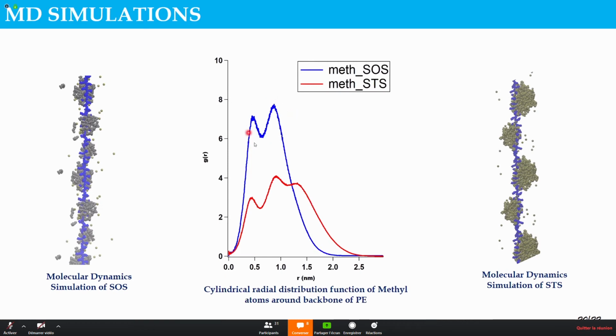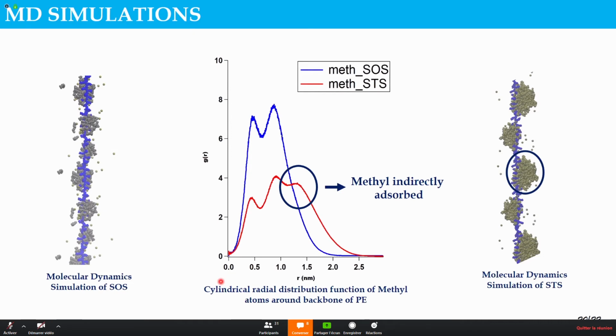That means that the SOS is closely bound to the polyelectrolyte. But when you work with STS, we have this third peak. This third peak means that we have some methyl groups that are indirectly adsorbed to the chain. What does it mean that they are indirectly adsorbed? It just means that these methyl groups are basically part of those large aggregates that we have with STS, that we don't have with SOS.